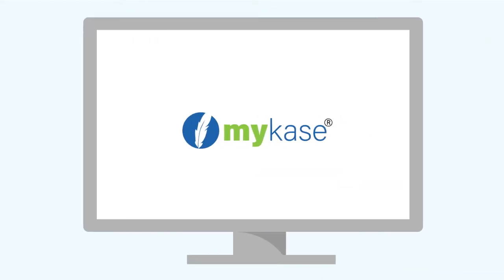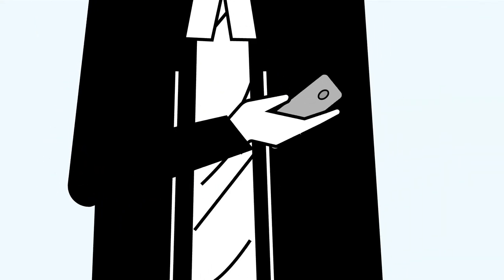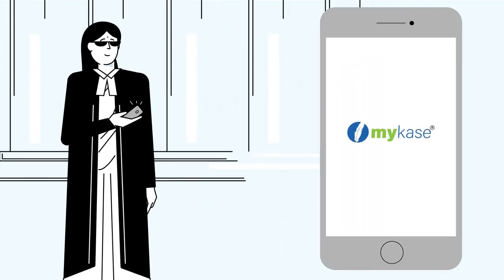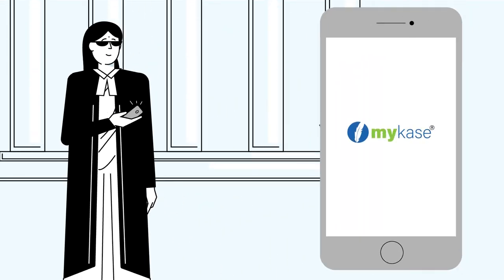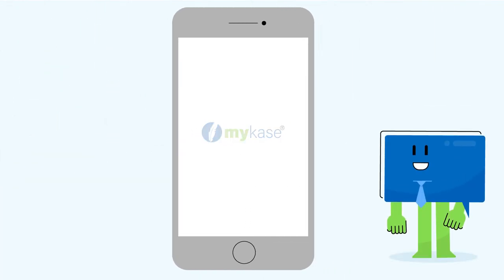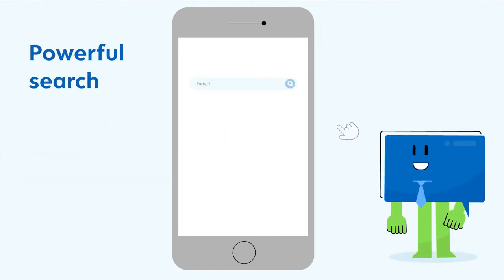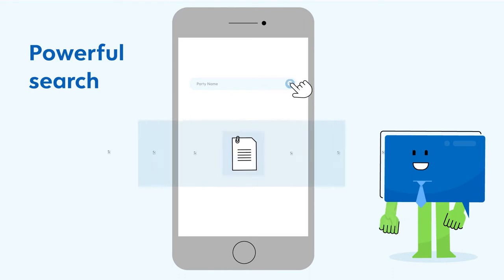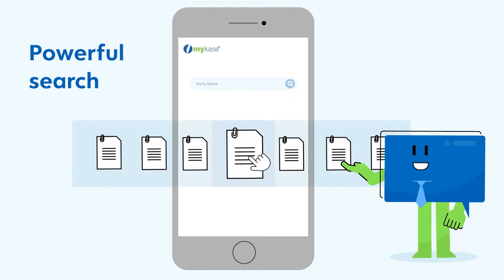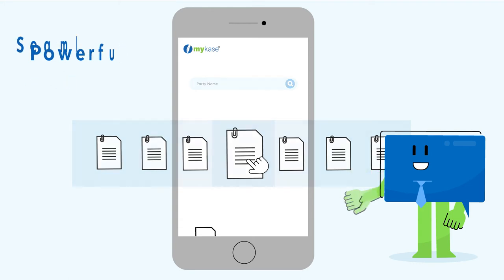myKase is accessible from both your laptop and phone. Sit back and let myKase track your cases while others may be on fire, literally. The powerful search allows you to find your cases by party name across multiple courts. Add them to your matter list with a simple click and start receiving alerts.